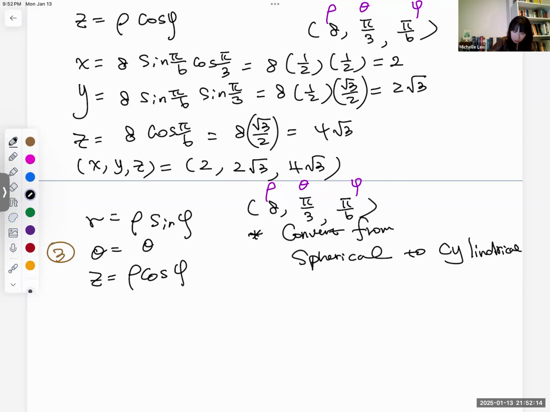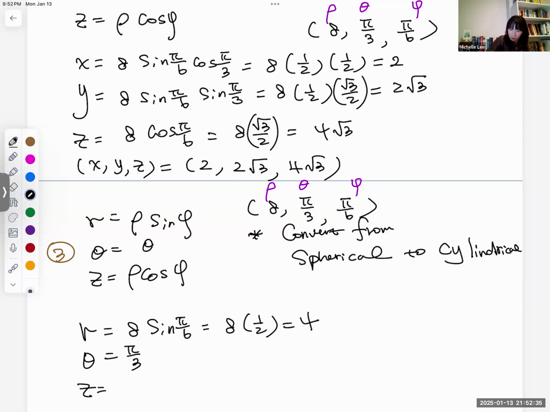R equals rho sine phi, with phi equal to pi over 6. So 8 times sine pi over 6, which is 1/2, gives 4. Theta equals theta, so theta is pi over 3. Z equals rho cosine phi, which is 8 times the square root of 3 over 2, which is 4 square root of 3, right?